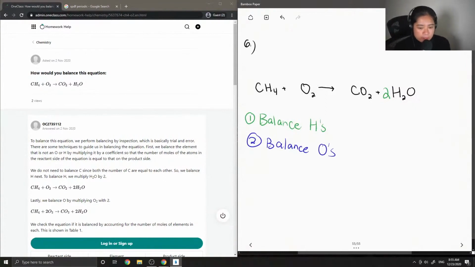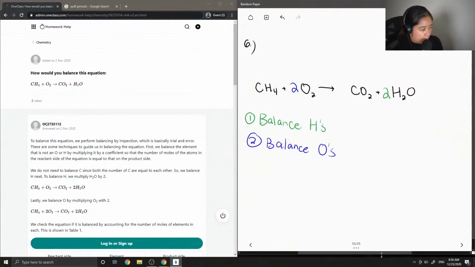So on our product side, you'll see we have 2 plus 2, so there are 4 oxygens in our product side, so I'm going to write a coefficient of 2 in front of the O2 in our reactant side, and now everything should be balanced. So we can double check, there is 1 carbon, there's 4 hydrogens, and then also 4 oxygens.